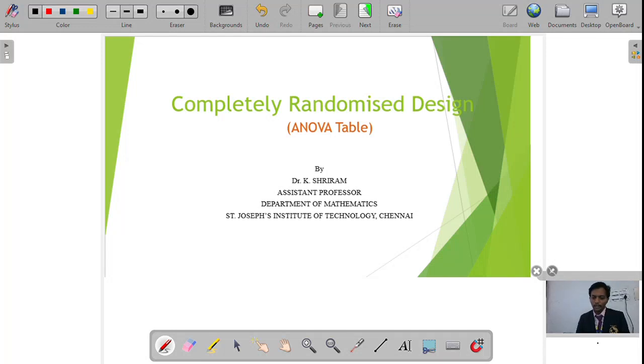Today we are going to learn about statistics and numerical methods. In the second unit we are going to discuss design of experiments, which is completely based on the ANOVA table. First we are going to learn about completely randomized design. This is our topic. Today we are going to cover this topic alone.